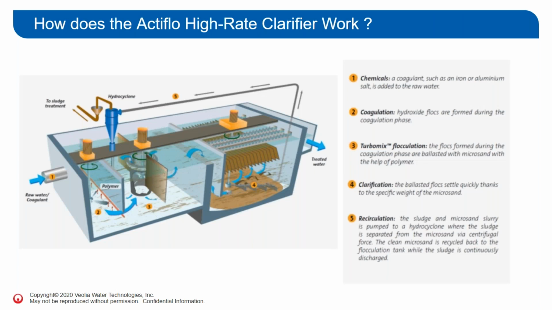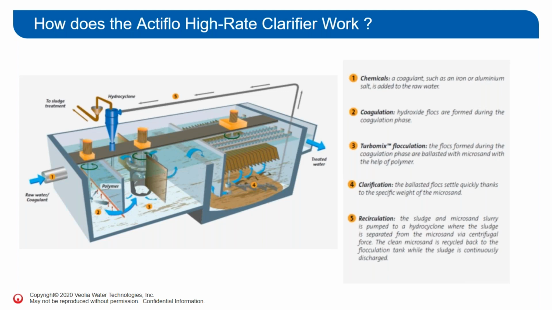So how does Actiflo work? Actiflo is a high-rate ballasted system that uses microsand as ballast for rapid settling of flocks and solids, resulting in a quick startup time and small footprint compared to conventional clarifiers. There are basically 5 main components to the system. First, a coagulant, which is typically an iron or aluminum base metal salt, is added to the raw water stream before entering the coagulation tank. Here, the coagulant destabilizes particles and colloidal matter to begin forming the hydroxide flocks.